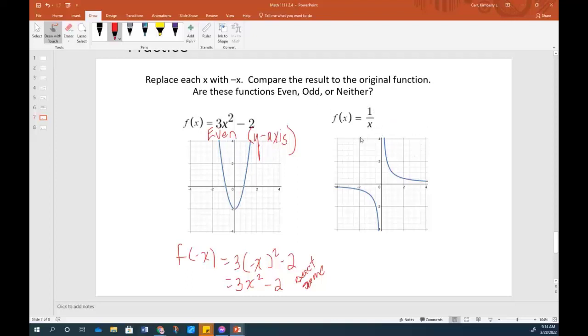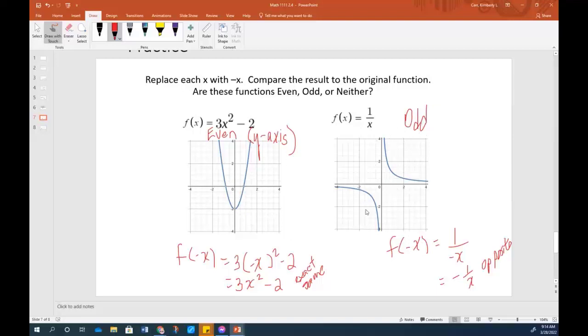Okay, now let's look at this next one then. If I replace x with negative x, I get 1 over negative x, which in its best simplified form, I could just bring that 1 to the front and say that's negative 1 over x, but that is the opposite of what we started with. Since that's the opposite of what we started with, then we ended up with odd. Okay, so that one is odd.